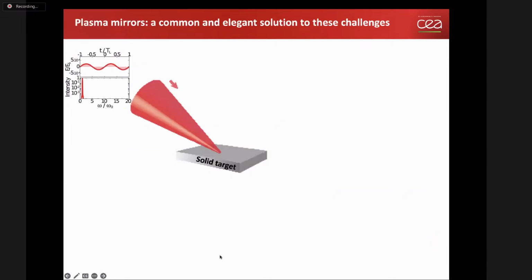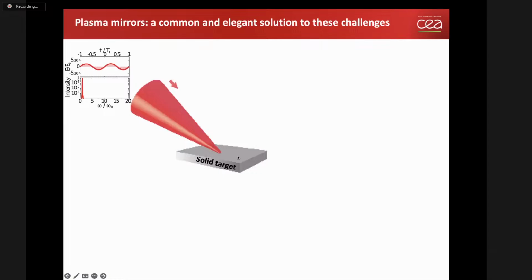And so in the following, I will show you that these two challenges that look totally different can actually be addressed by a common solution: a remarkable physical system called a plasma mirror that I will now detail. So a plasma mirror can be obtained by focusing a high power femtosecond laser with a high contrast, sketched here, on an initially plain and solid target that is sketched in gray.